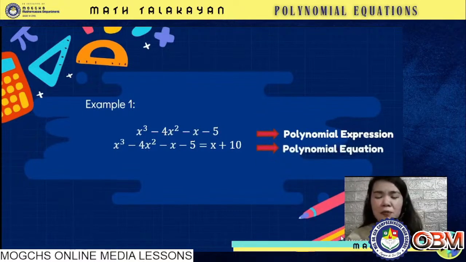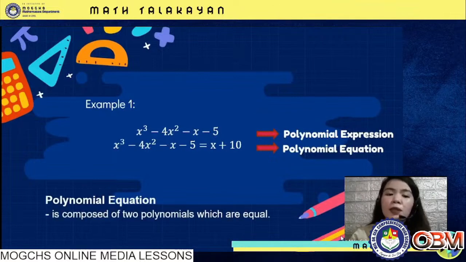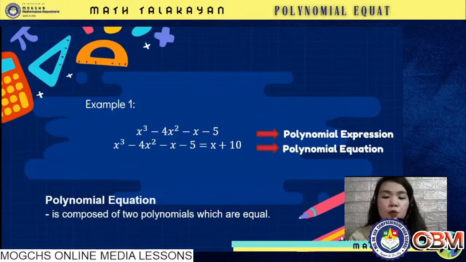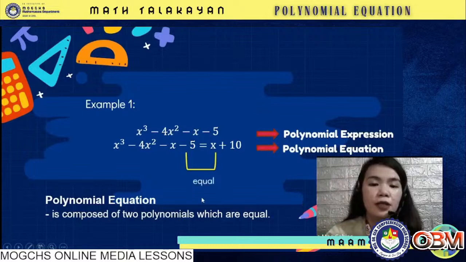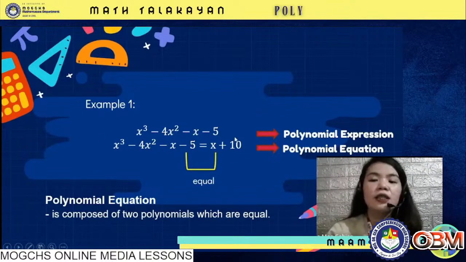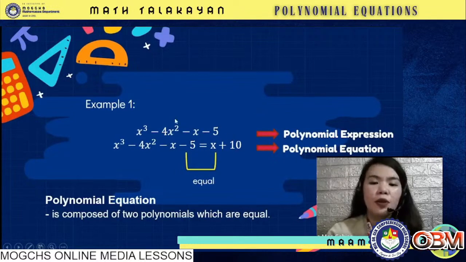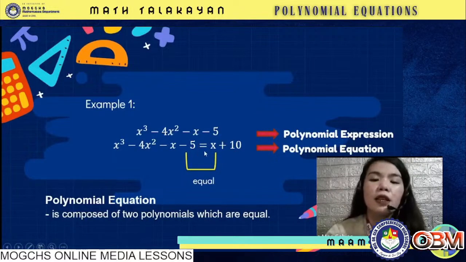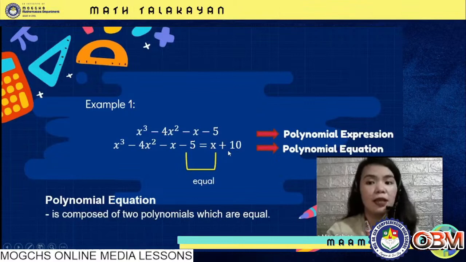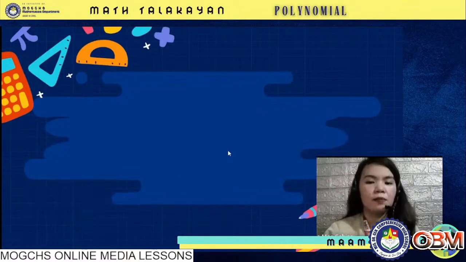So what is a polynomial equation? A polynomial equation is composed of two polynomials which are equal. So this is the first polynomial, then this one is the second polynomial. So if this is just the given, then we can say it is a polynomial expression. But if there is an equal sign, then we can consider it as a polynomial equation.